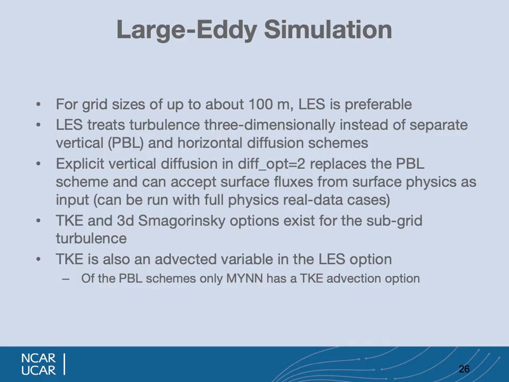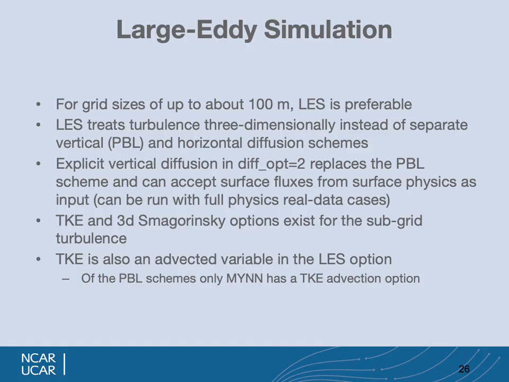Large eddy simulation is what I'll spend some time on here. For grid sizes up to 100 meters, large eddy simulation is preferable as opposed to using a PBL scheme. LES treats turbulence three-dimensionally instead of separate vertical and horizontal diffusion schemes. Explicit vertical diffusion in diff_opt equals 2 replaces the PBL scheme and can accept surface fluxes from the surface physics as input. So you can run a LES option with the full physics, including a land model.